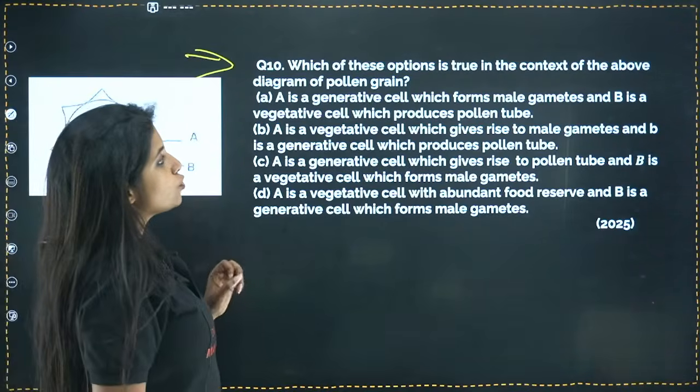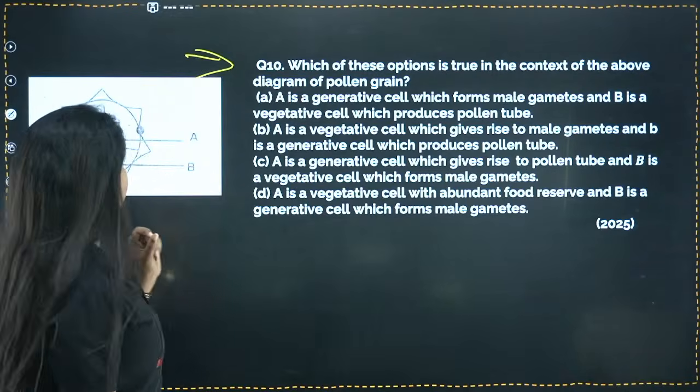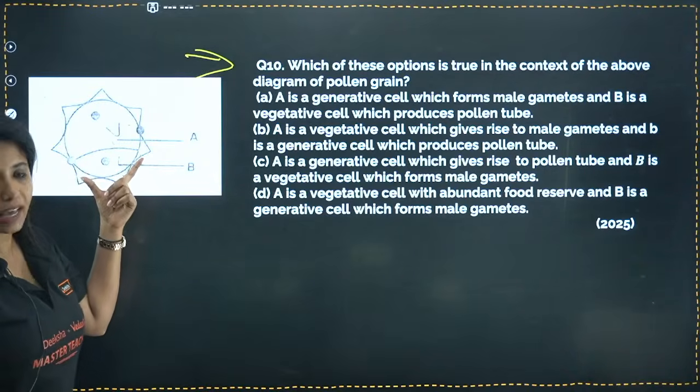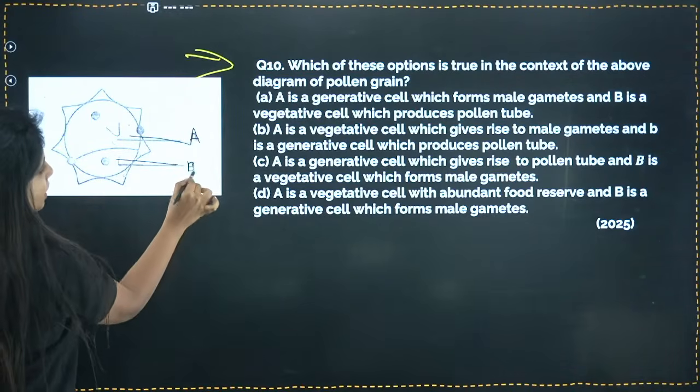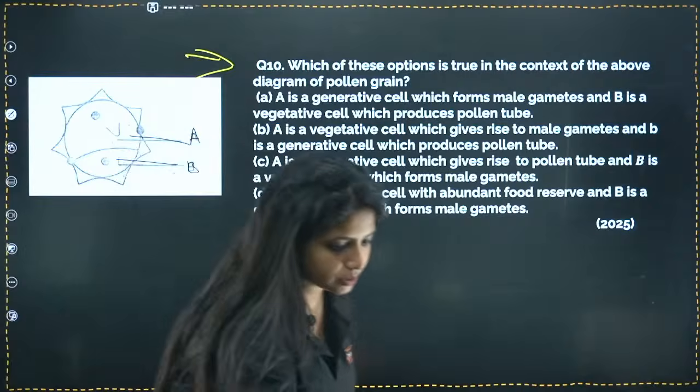Let's go ahead with the next question, question number 10. Which of these options is true in context of the above diagram of the pollen grain? So I hope you're able to see this diagram. This is A, guys, this is A, and this is B. Now you see the options and give me the answers.